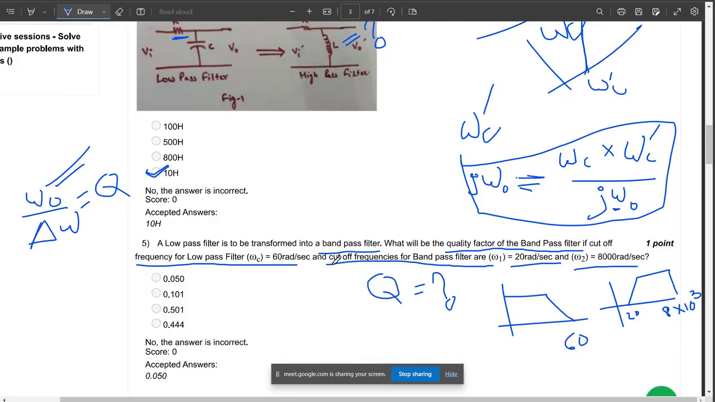But what does quality factor mean? Can anyone tell me? It's a filter, right? How selective our circuit is. Yes, very good, how selective our filter is. Okay, can you explain what that means?